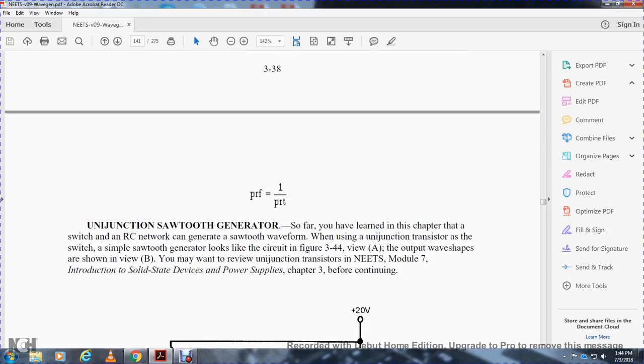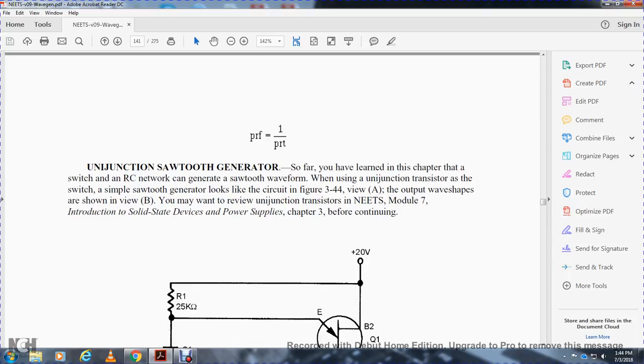So far, you've learned that the charging of a capacitor through a resistor can generate a sawtooth waveform. When using the unijunction transistor as a switch, the simple sawtooth generator looks like the circuit of figure 3-41 view A, with the output wave shown in view B. You may want to review the unijunction transistor in NEETS Module 7, Introduction to Solid-State Devices, power supply chapter 3, before continuing.